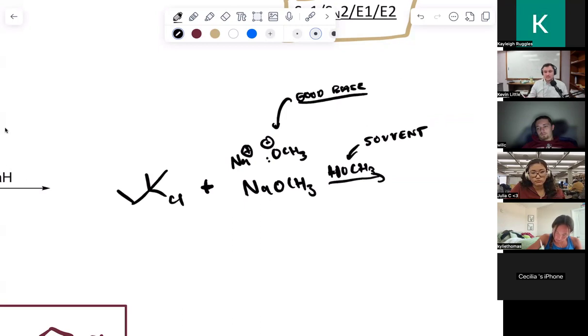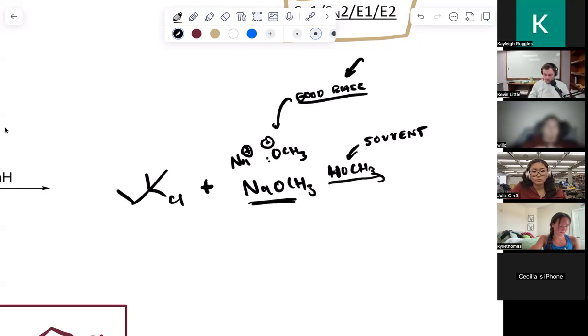So just because there are three things doesn't mean that each one is important, right? The good base, this charged base, takes precedence over the uncharged base. It's just a solvent. Sodium methoxide is a solid at room temperature, so you need a solvent to dissolve it in. Sometimes you use the conjugate acid of that base.